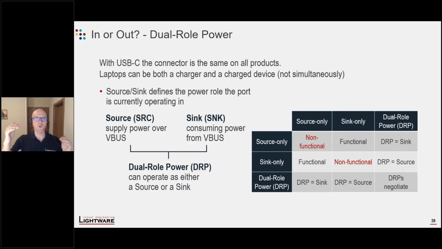So if you connect two DRPs to each other, then they can negotiate which one will become the source of the power and which one will become the sink. Obviously, if you connect a source-only to a sink-only, that means a charger to a computer, then the charger will charge the laptop. But again, the ports can be DRPs on computers anyway, so not on chargers, they are sink only.